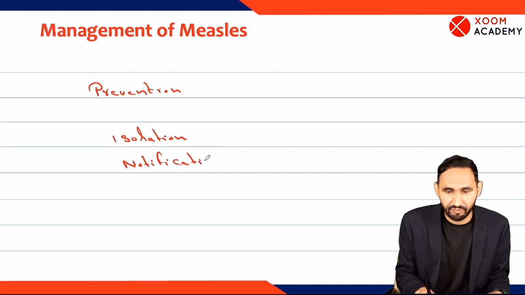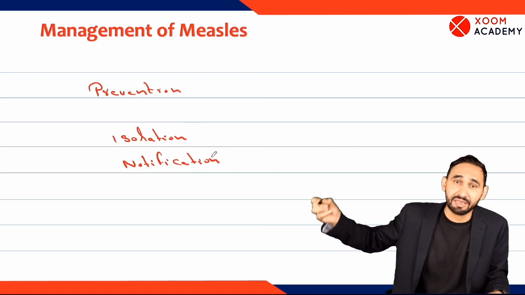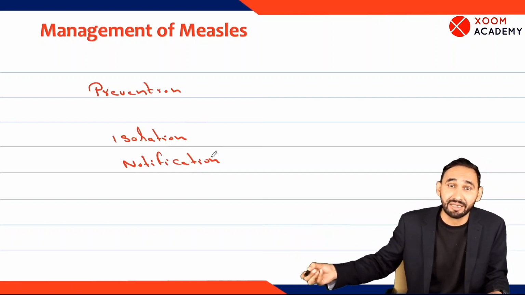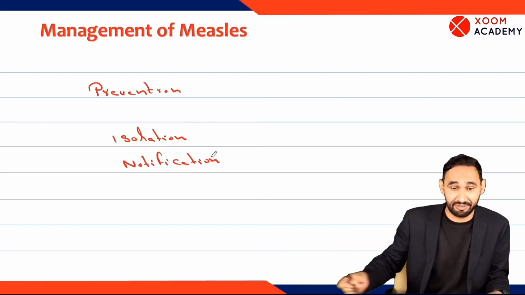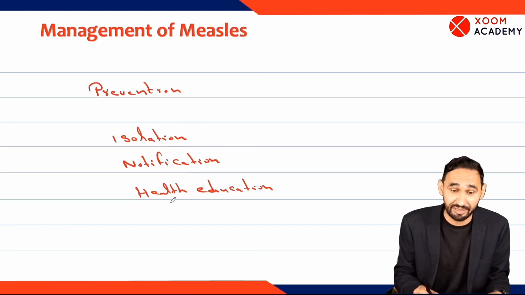What is meant by notification? We will notify higher authorities that there are cases of measles in our area. So they will do surveillance, they will do screening, and they will isolate these cases. Then health education. Health education can play a vital role. We have to educate parents regarding spread of measles, regarding isolation, regarding diet. So nutrition can be improved.